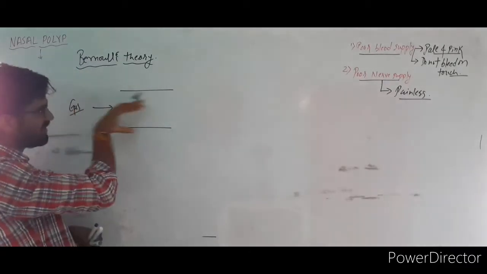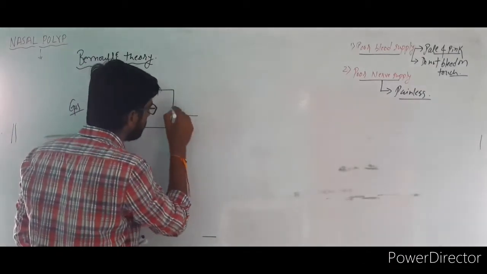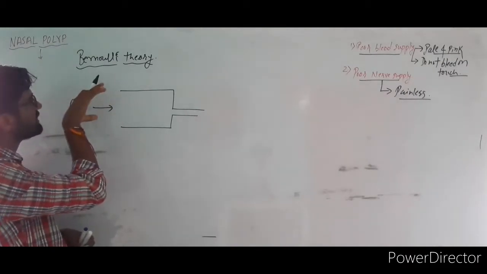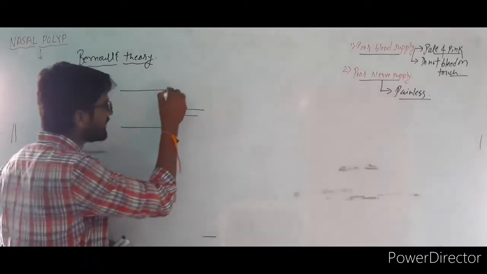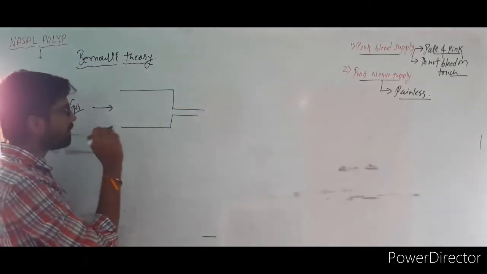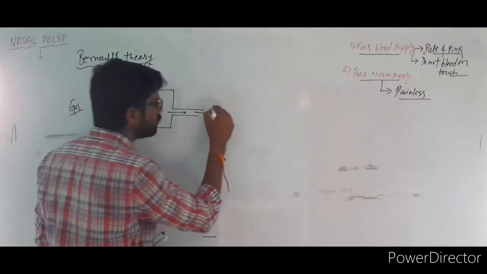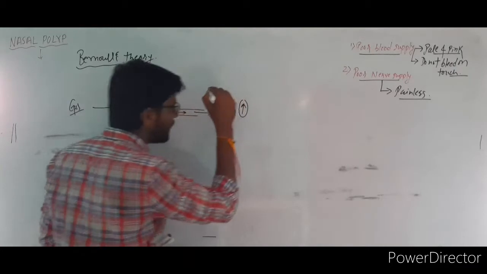From here the gas is going. If there is a sudden narrowing of the pathway, the gas first goes from here. The Bernoulli theorem tells us that whenever gas passes through a pathway, if there is sudden narrowing, the velocity of the gas will increase. Am I right or not?